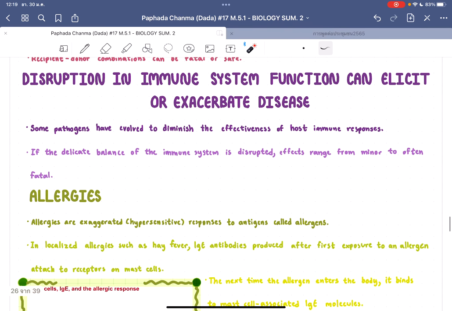Disruption in immune system function can exacerbate disease. Some pathogens have evolved to diminish the effectiveness of host immune responses. If the delicate balance of the immune system is disrupted, effects range from minor to often fatal.